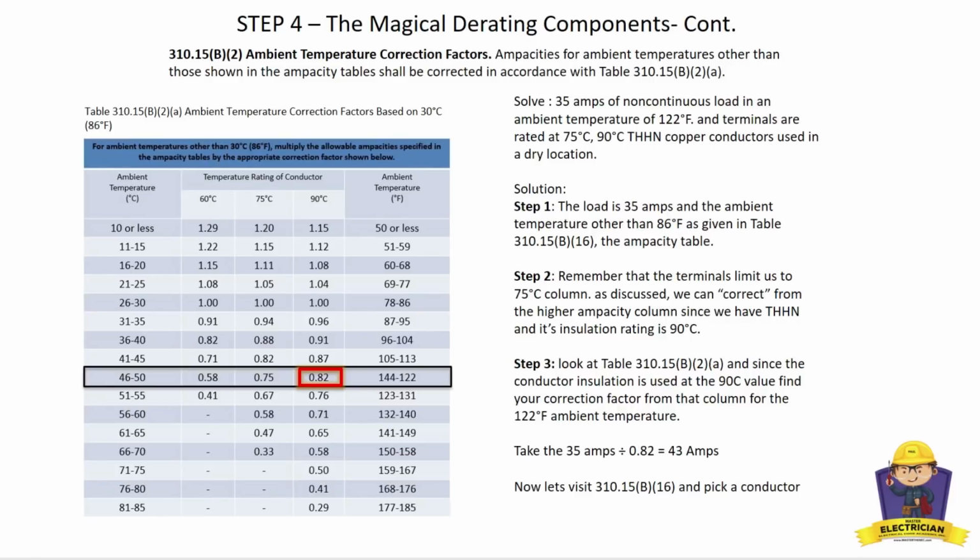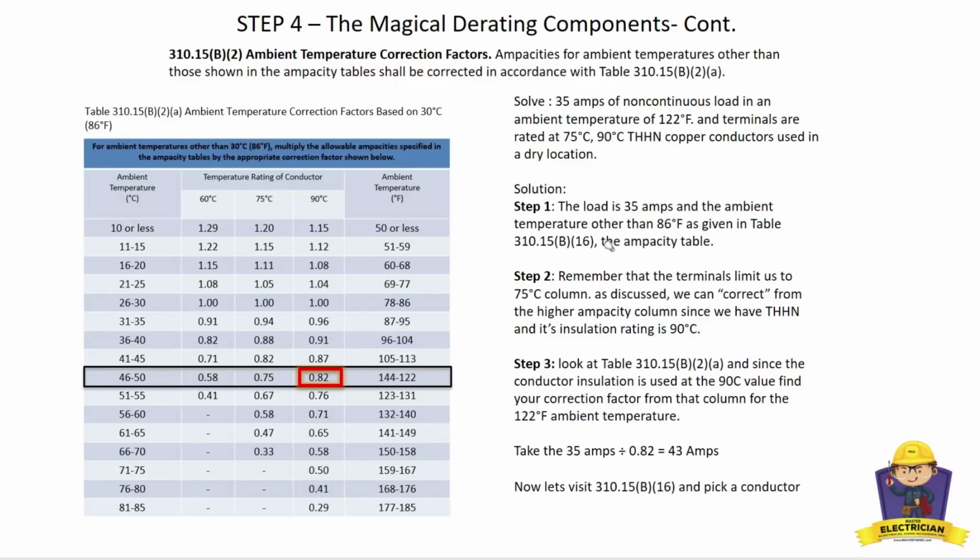All right, let's go back to the presentation here. So let's look at our example. Let's do this one on 35 amps. And this is non-continuous, pretty simple. It's 122 degrees Fahrenheit wherever it's being installed. Let's say it's inside a building, going through a boiler room or whatever, I don't know. But it's 122 degrees Fahrenheit. So we have 75 degrees C terminals, 90 degrees C insulation. Terminals are 75. It's a dry location.